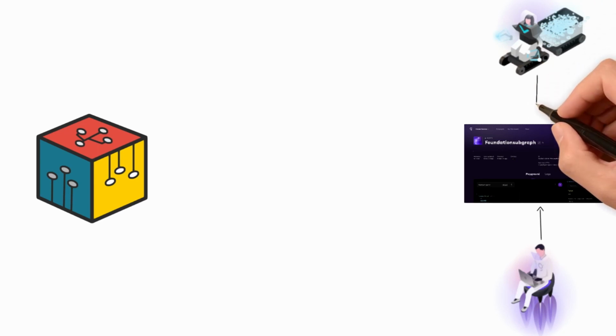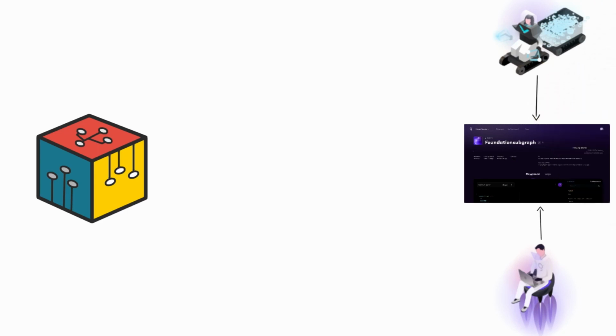So after creating a subgraph, who will decide how technically sound or good it is? That's where a curator comes in the picture. Curators assess the technical aspects of the subgraph, including its accuracy, efficiency, and relevance to the desired data. Based on their evaluation, curators decide whether a subgraph is worthy of attention and investment. There can be multiple curators.